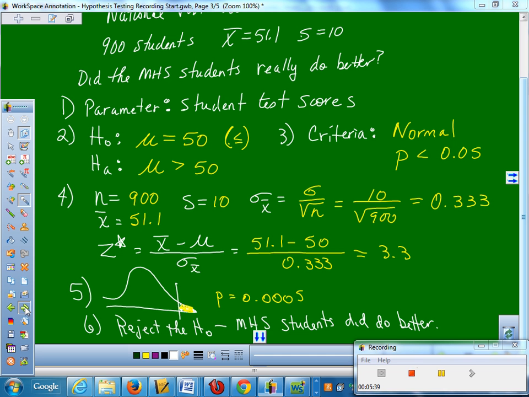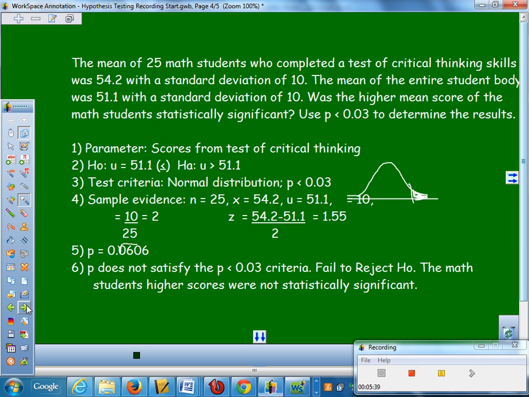Okay, I have a similar example though here. I added as an extra one year, and I'm just going to talk my way through this one. All the work's already on here. But just so you get an idea here that you can't use the numbers as determining factors. This is based on the same problem, but this time we had 25 math students who took a critical thinking test, and these 25 math students got a 54.2 with a standard deviation of 10. The mean of the entire student body is 51.1, so it looks like the math students did significantly better. That's quite a bit of difference.